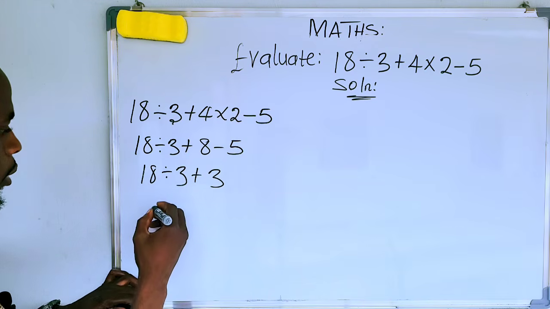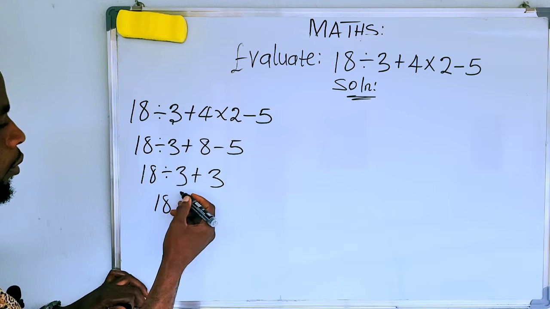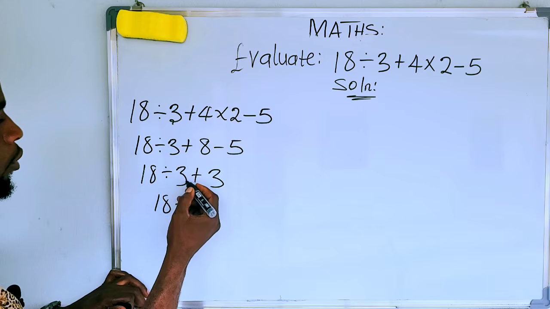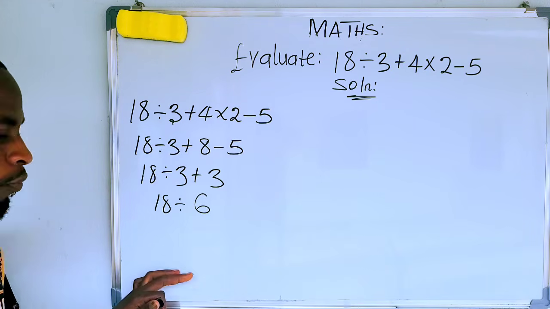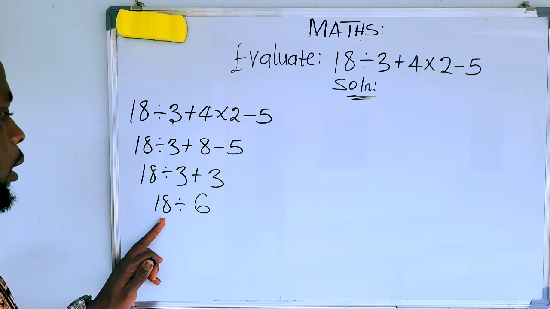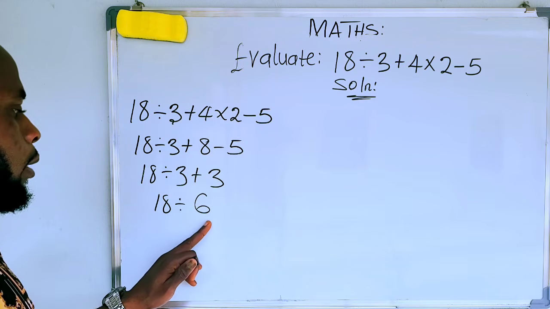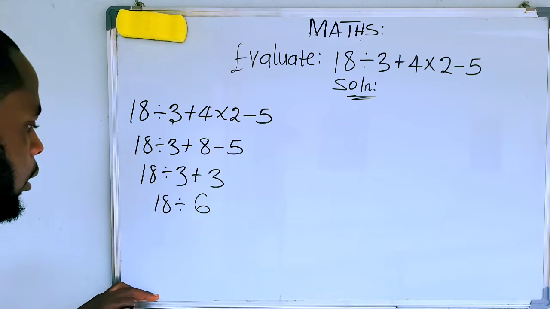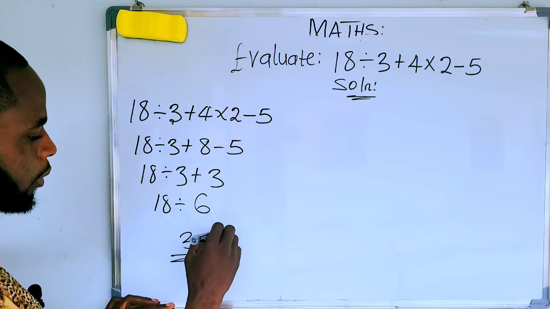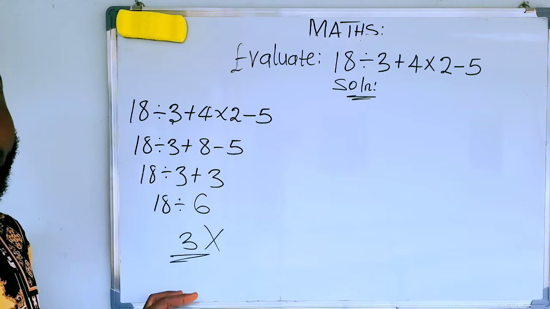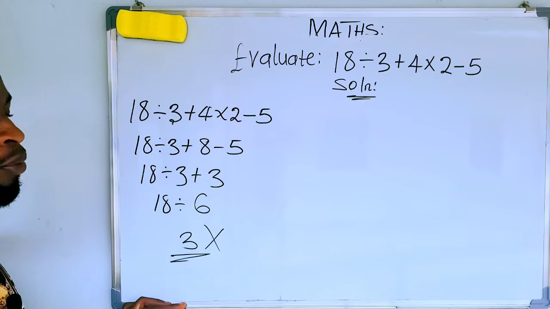Then at this point, I have 18 divided by 3 plus 3, that gives 6. Then here 18 divided by 6, that gives 3. But this answer is wrong. This is a wrong approach.